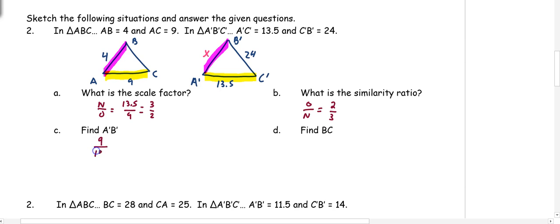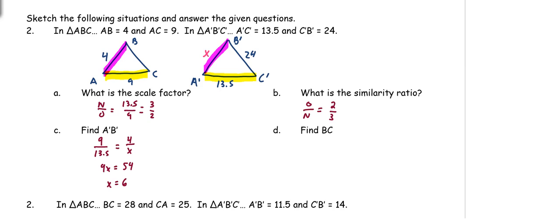So I know I have 9 over 13.5 for my yellow sides, and then I have 4 over x, and now I can cross multiply. So when I cross multiply, I get 9x equals 4 times 13.5, which is 54, and I can divide by 9, so x equals 6.